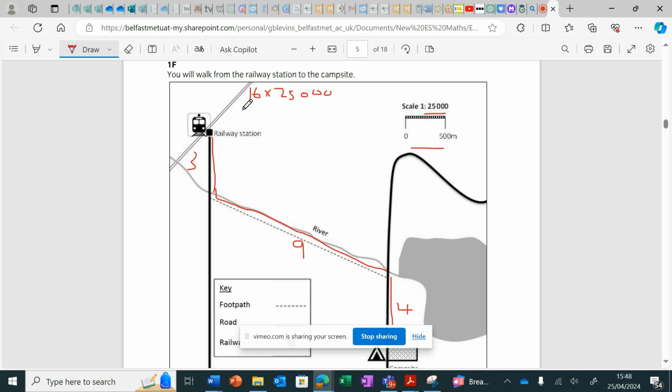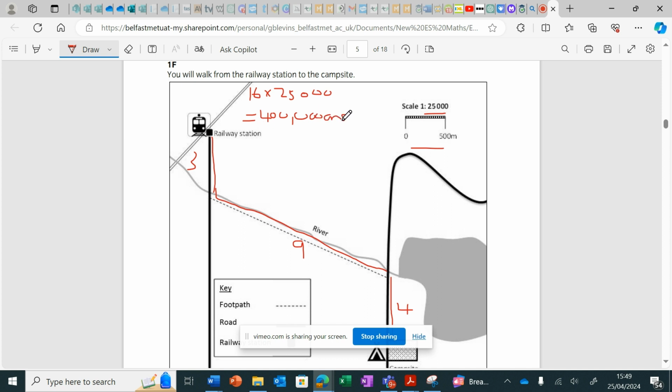So we'll multiply them together here. Oh dear, I'm having a bit of a brain fart here. So let's see. Yeah, 400,000 as I thought. So that's 400,000 centimeters.